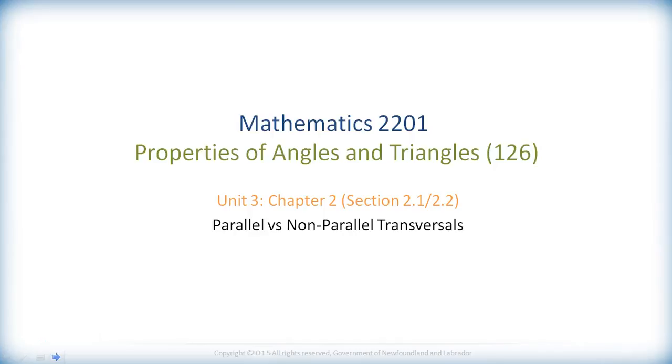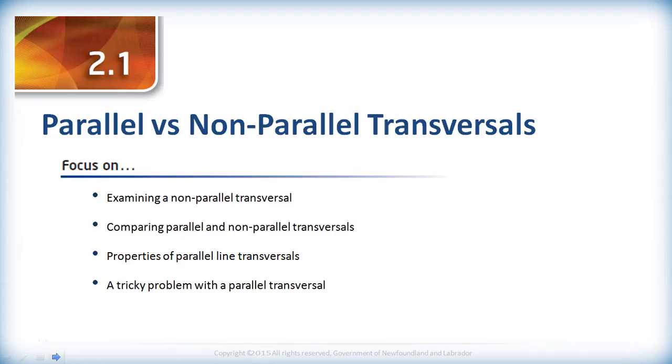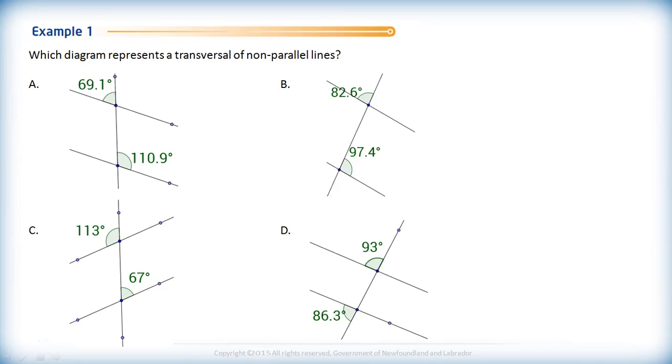Alrighty folks, now some practice questions dealing with parallel and non-parallel line transversals. Okay, so same stuff as before. First question says, which diagram represents a transversal of non-parallel lines? Okay, so we have to check to see which angles match up the way they should for parallel, which ones don't, and then we'll know whether or not we have one or the other.